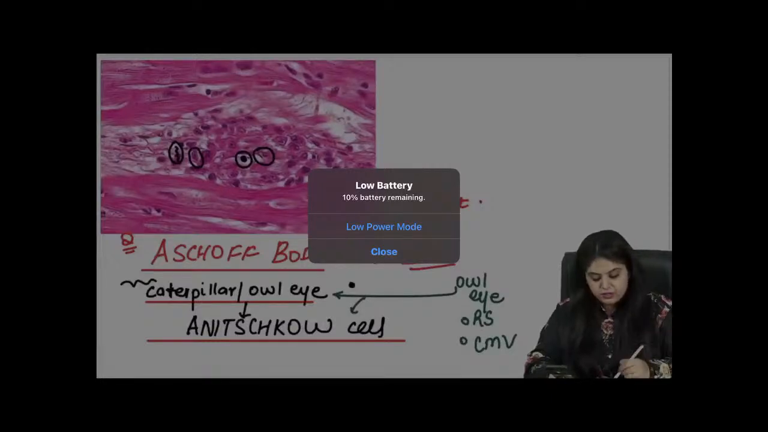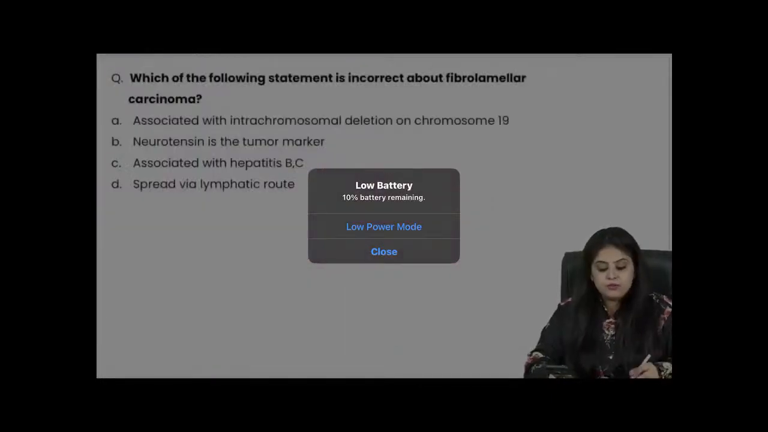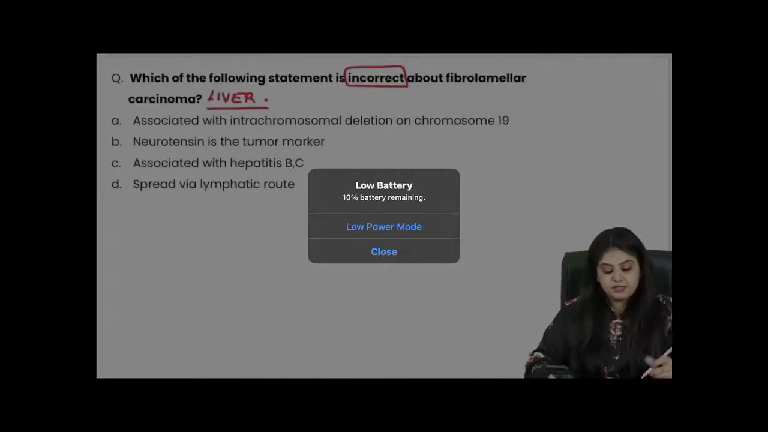Both of them are what? They are the Anitschkow cells. They all mean the same. Either it can look like a caterpillar or it can look like an owl-eye. And this whole body, what does it become? Very good. It is going to be the Aschoff body, and Aschoff body is obviously seen in rheumatic heart disease. In fact, if they ask you the most characteristic lesion of rheumatic heart disease, it is going to be the Aschoff body. So they will ask you what are the cells in the Aschoff body? They are the Anitschkow cells.